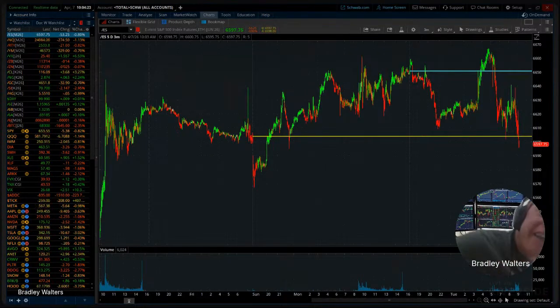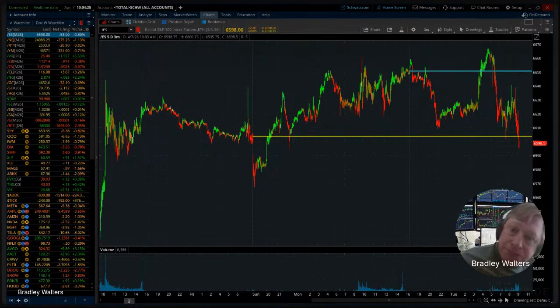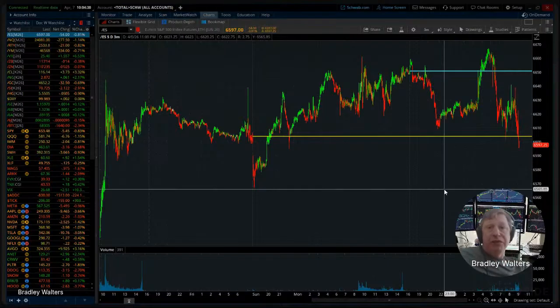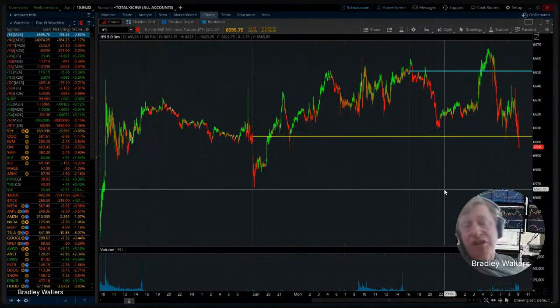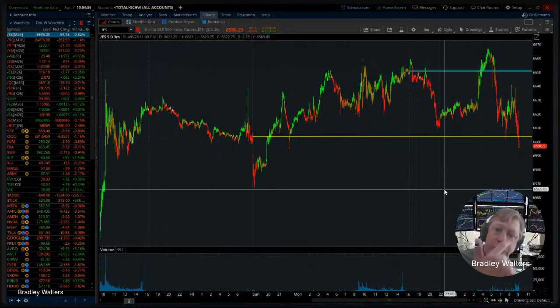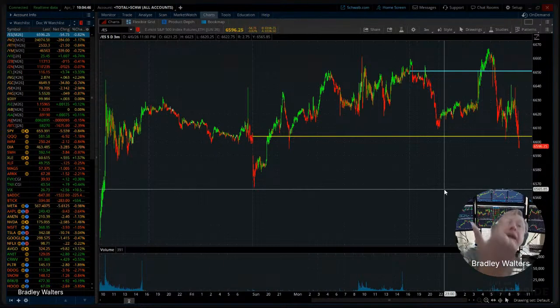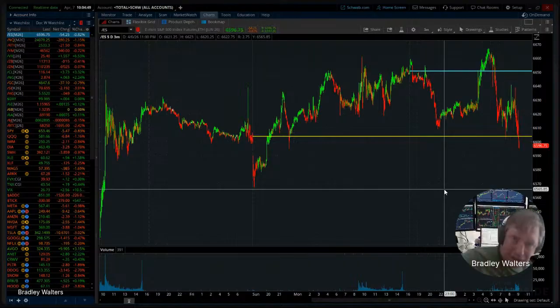because at the end of the day, big picture, the stock market really hasn't done anything since October. So that's October, November, December, January, February, March, and now we're in April. We're in the 7th month now where the market has not really done anything.